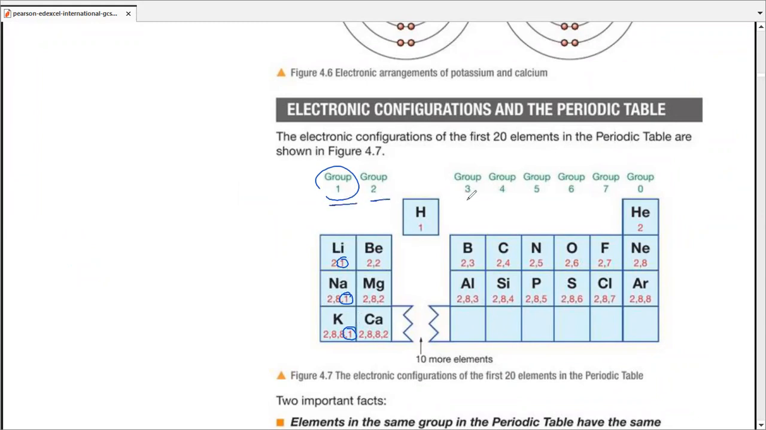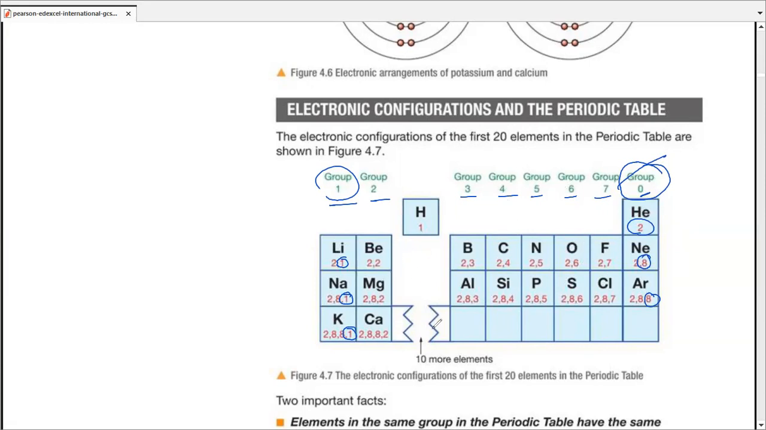So group 1, group 2, group 3, group 4, 5, 6, 7 work in a similar way. However, there is an exception in group 8, and that is helium. You won't see number 8 at the end of helium, because of which we had to rename it as group 0. Make sense? Because all of them have 8 electrons in their outermost shell except one element, which is helium. So it gives you the idea how it works this way.